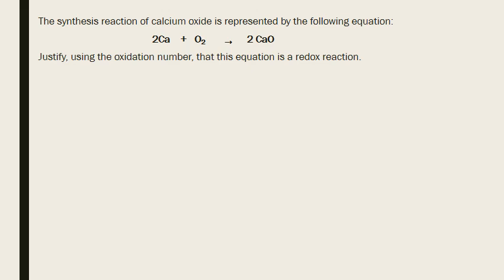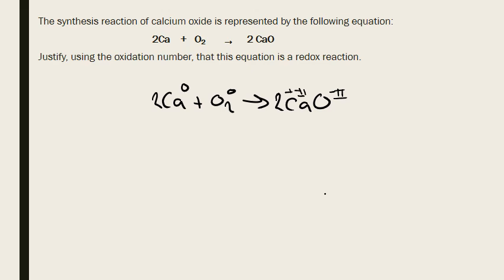The synthesis reaction of calcium oxide is represented by the following equation. Justify using the oxidation number that this equation is a redox reaction. So first let us write the equation. The oxidation number of a pure element is 0. Oxidation number of oxygen is always -2. Therefore calcium is going to be +2, or you can do it by calculation.